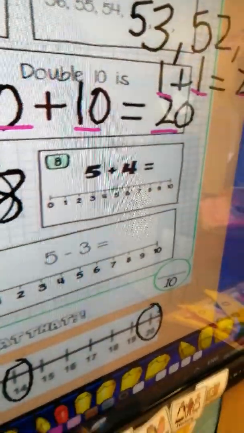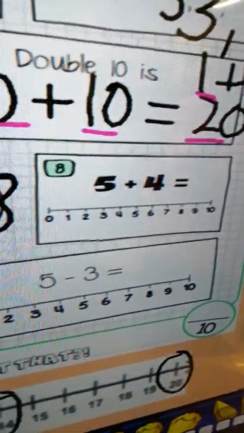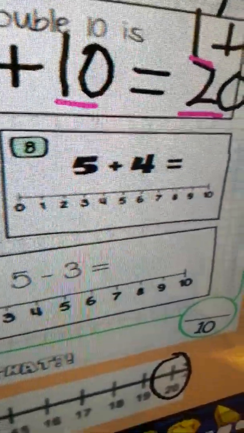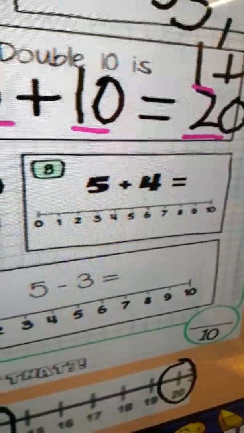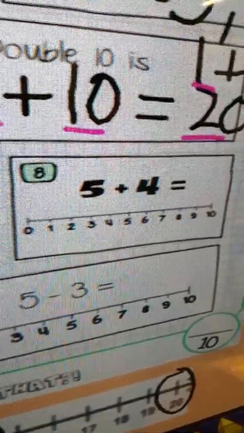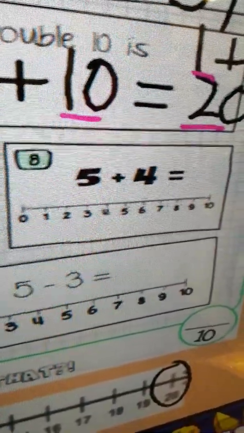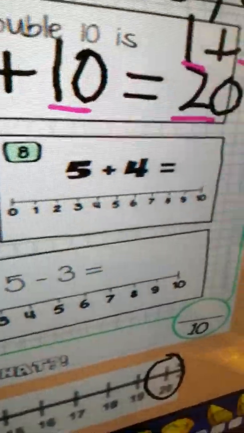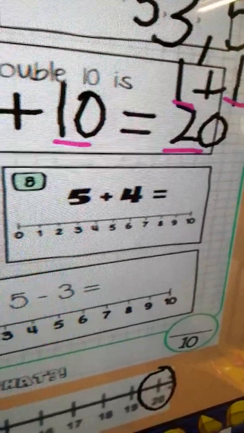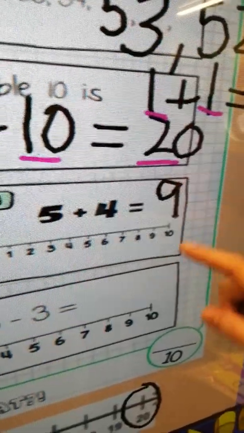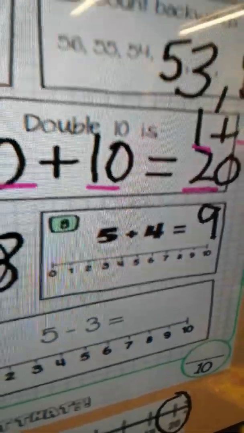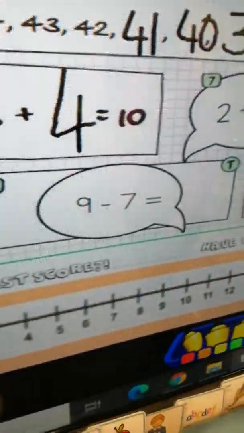Right, okay, question number 8. Pause the video. What do you notice? We know this number fact. Why do we know this number fact? Fab. It's a near double. It's not 5 and 5 makes 10. It's not double 4 is 8. It's 1 less than double 5 and it's 1 more than double 4. So double 4 is 8 and 1 more is 9. Or if it was double 5, it would be 10 and 1 less would also be 9. Right, okay.